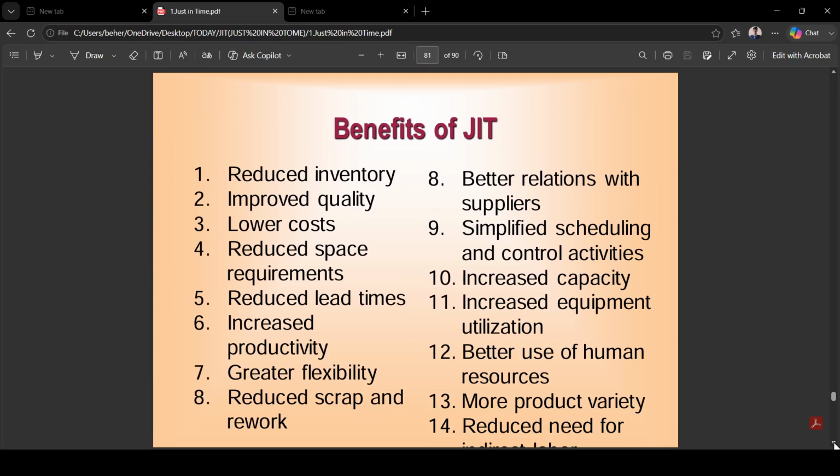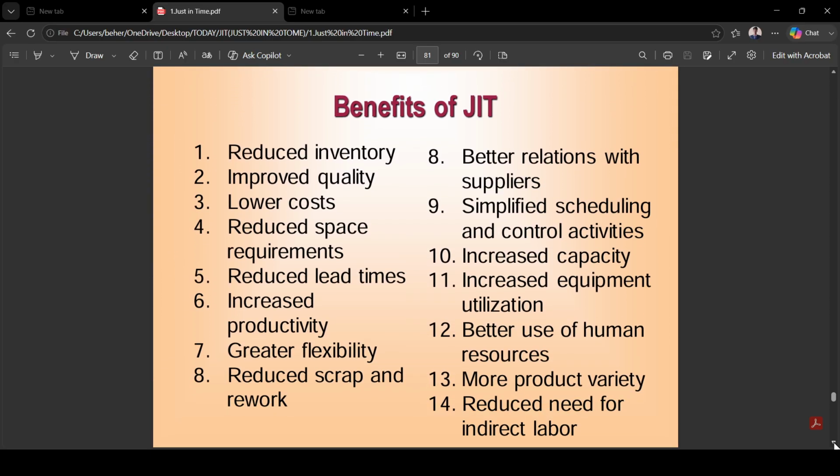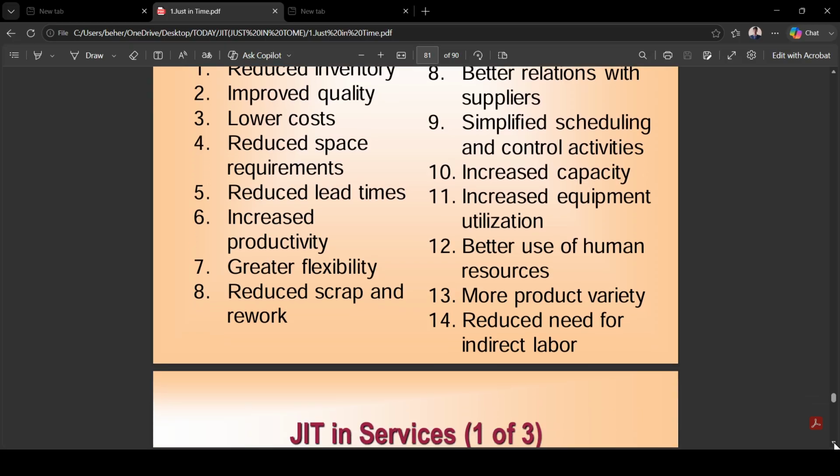Benefits of JIT: reduce inventory, improve quality, lower cost, reduce space requirement, reduce lead times, increase productivity, greater flexibility, reduce scrap and rework, better relations with suppliers, simplified scheduling and control activities, increase capability, increase equipment utilization, better use of human resources, more product variety, and reduce the need for indirect labor.